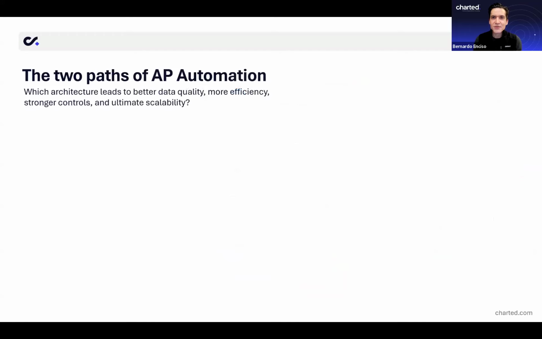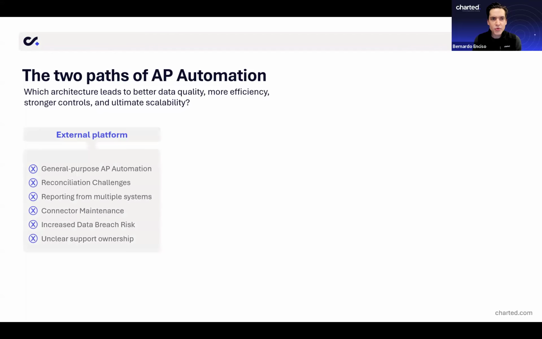So that leads into the main topic of the conversation, which is how do I think about the paths of system architecture and AP automation in the context of what's out there, the options available, and how should we think about which architecture leads to better quality, more efficiency, better and stronger controls, and also which path is going to give you the best shot at scaling your company.